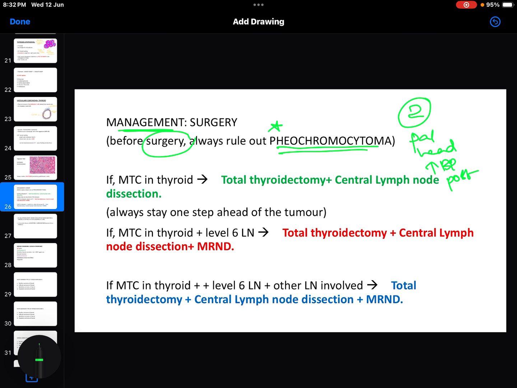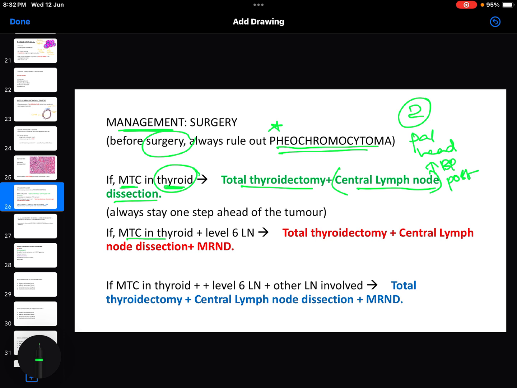If medullary thyroid carcinoma is present in the thyroid, we are going to do total thyroidectomy with central lymph node dissection. In papillary thyroid carcinoma and follicular thyroid carcinoma, what did we do? We did only total thyroidectomy. Here, in case of medullary thyroid carcinoma, we are going to be one step ahead of the tumor. If the tumor is involving only the thyroid, we are going to do the next step also. Central lymph node dissection is done along with total thyroidectomy.